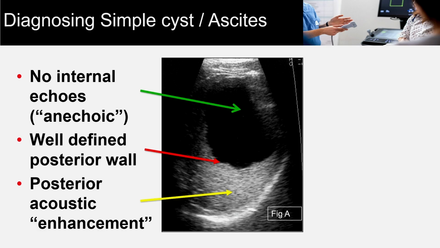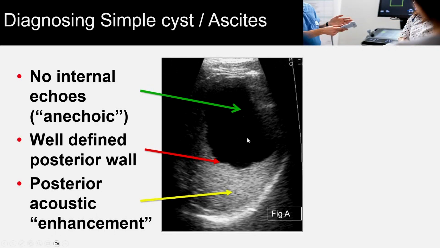When you diagnose simple cysts or simple fluid-containing structures or ascites, you will see that the actual fluid is anechoic. No echoes inside, a lack of internal echoes, and they have a well-defined posterior wall because there is no beam impedance at all. And because of that, you have this through transmission artifact or posterior acoustic enhancement. So this is a simple liver cyst.